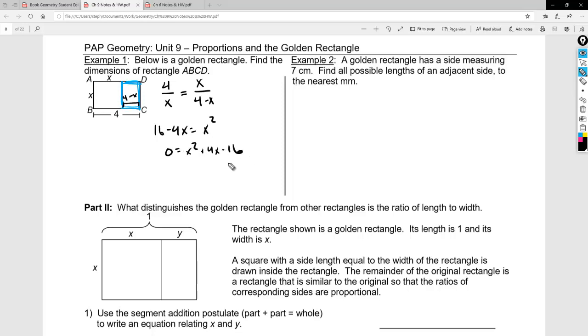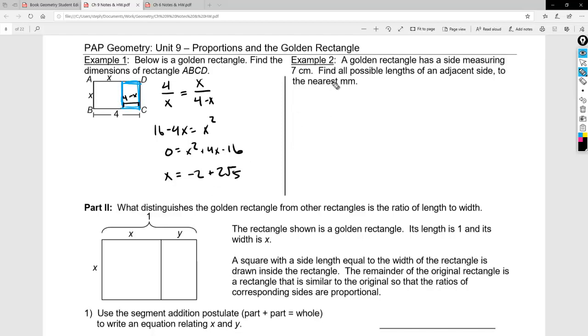Okay, and you can solve this however you want. You can use the quadratic formula or completing the square. Typically, we're going to use the quadratic formula here. So if you use the quadratic formula, we end up solving x to be negative 2 plus 2 root 5. And now you might be wondering why we don't include the negative here, but because this is a length, we don't want a negative number.